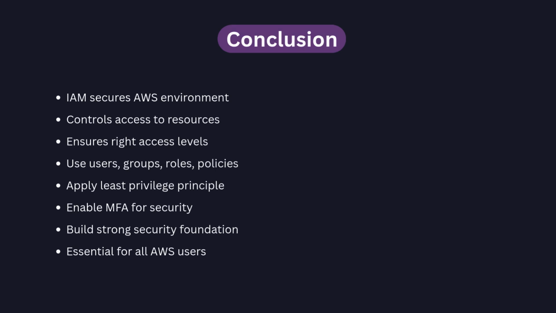In summary, AWS IAM is the core of securing your AWS environment, ensuring that only the right identities have the right level of access to your resources. By understanding users, groups, policies, and roles, and by applying best practices like least privilege and MFA, you can build a strong security foundation. Mastering IAM is essential for anyone working with AWS, as it directly impacts the safety, reliability, and integrity of your cloud infrastructure.